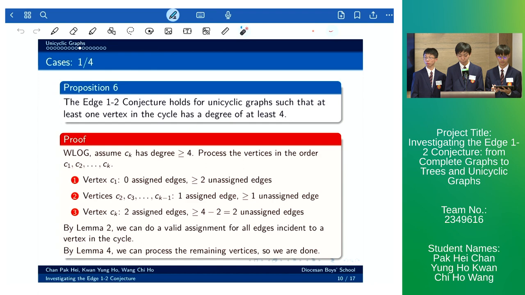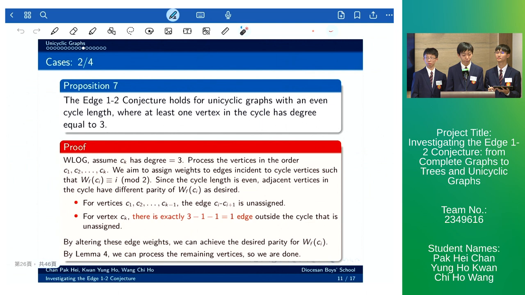The second case, where at least one vertex has degree equal to 3 and an even cycle length, we will process a vertex with degree equal to 3 last, aiming for w(c_i) congruent to i mod 2 for all cycle vertices. By doing so, for each vertex c_i where i is smaller than k, we alter the edge c_i c_{i+1} to achieve the desired parity. For vertex c_k, there is at least one edge that we can alter as well. As a result, the parities of w(v) of adjacent cycle vertices are different. We can process the other vertices by Lemma 4.